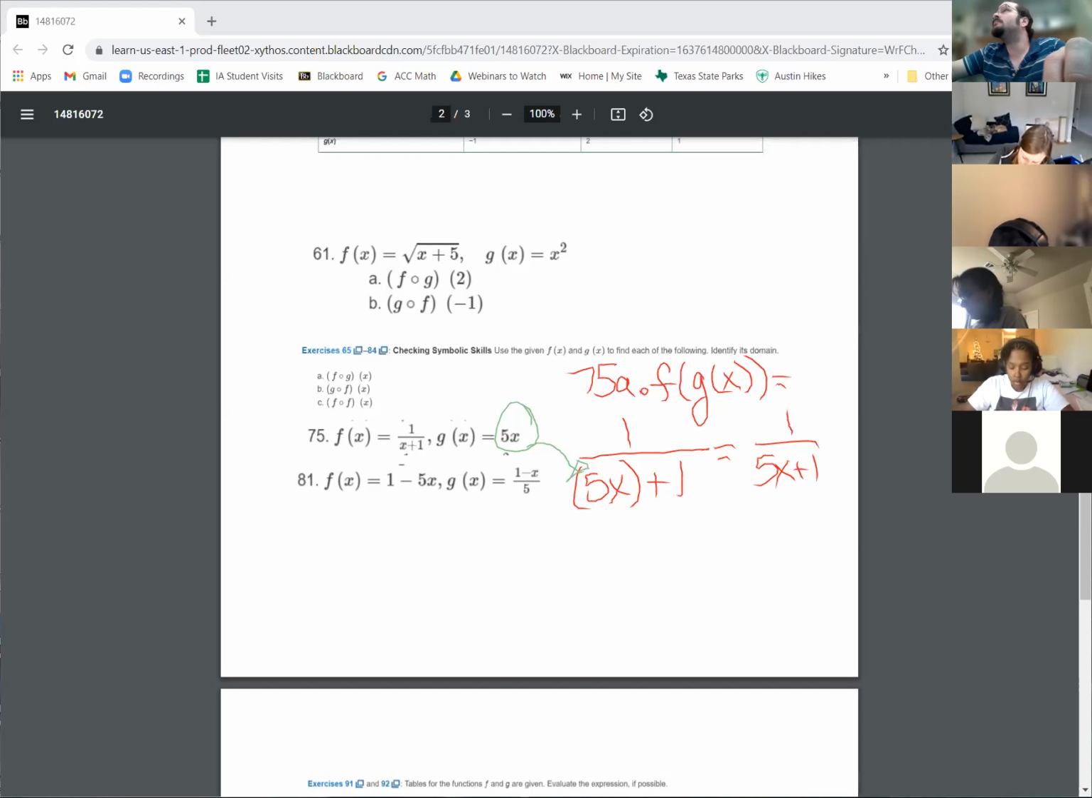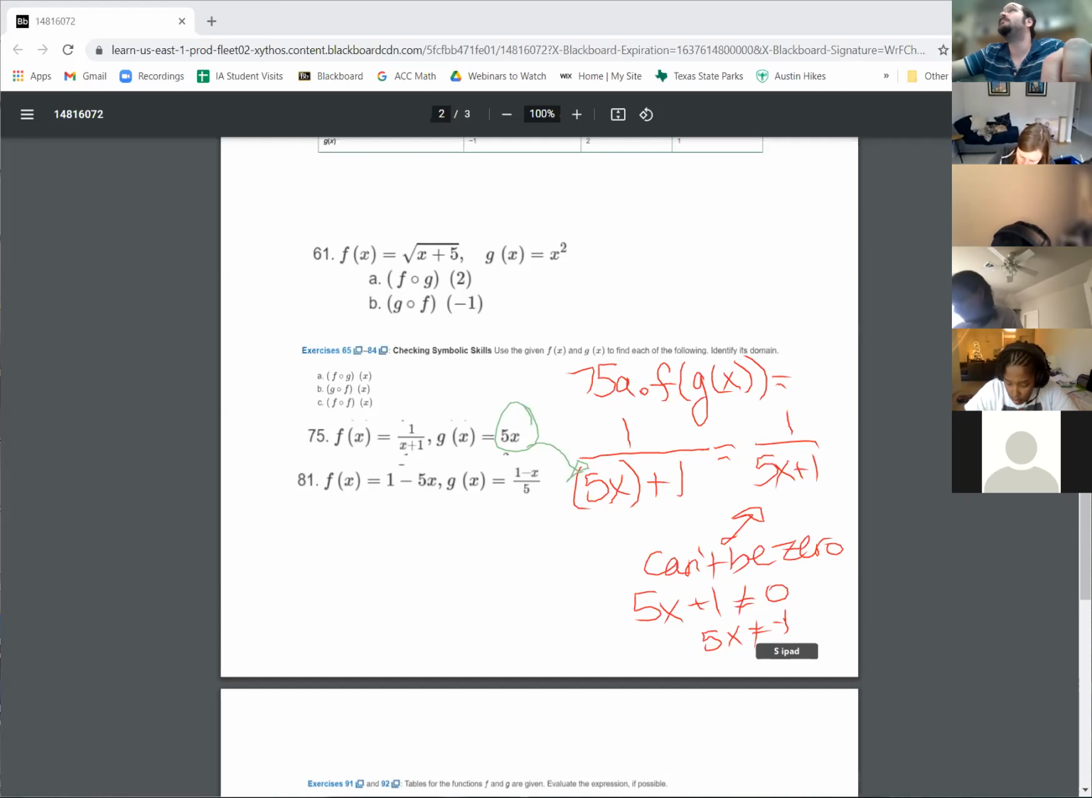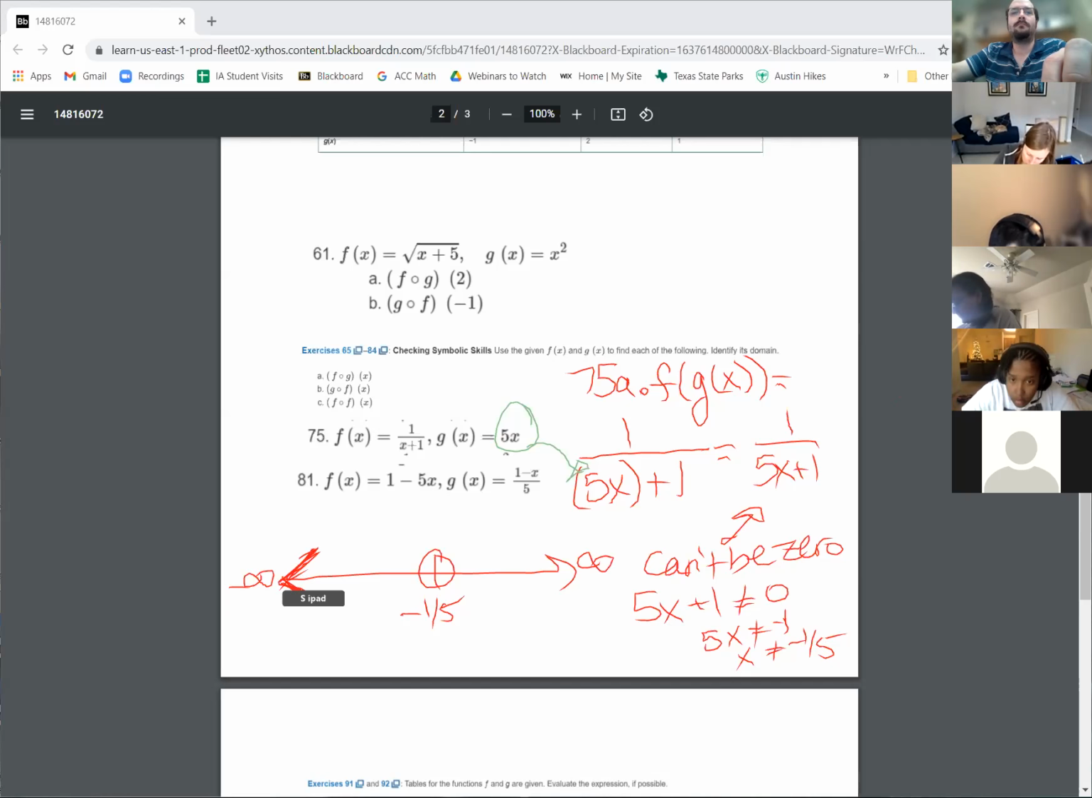So to solve this, remember, this can't be 0. So 5X plus 1 cannot equal 0. So to solve it, X cannot be -1/5. So if I draw my number line, I'm going to have a stop sign at -1/5. And then I got to go over that because I can't have -1/5. So it can be anything else except -1/5.